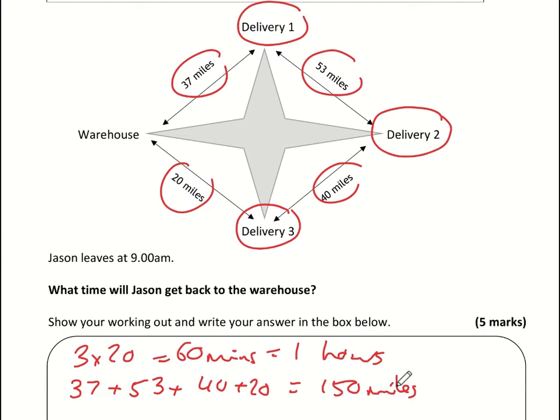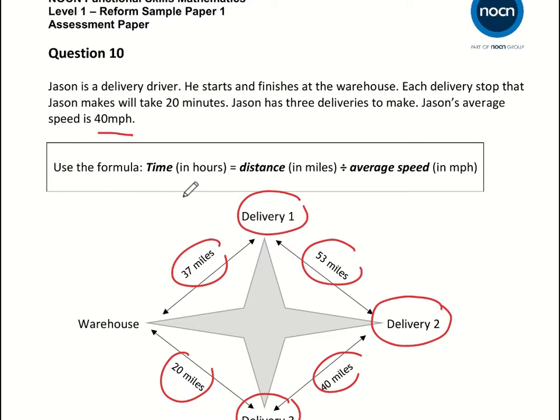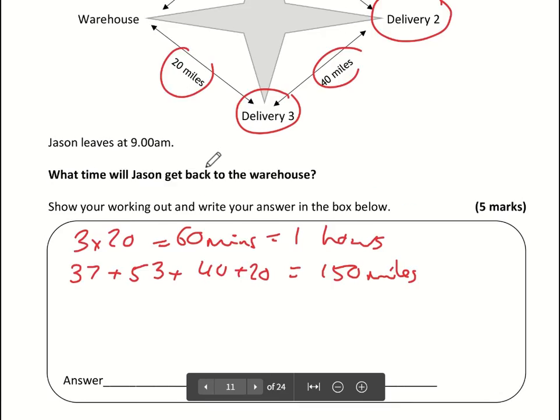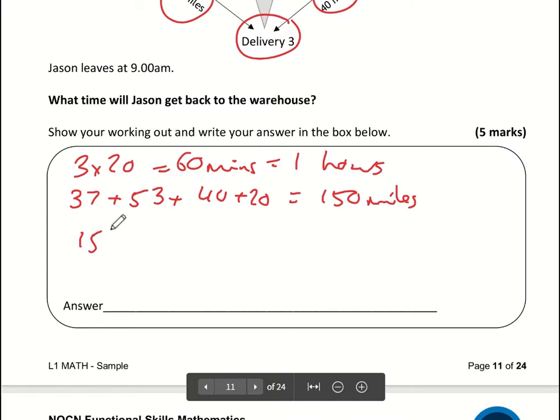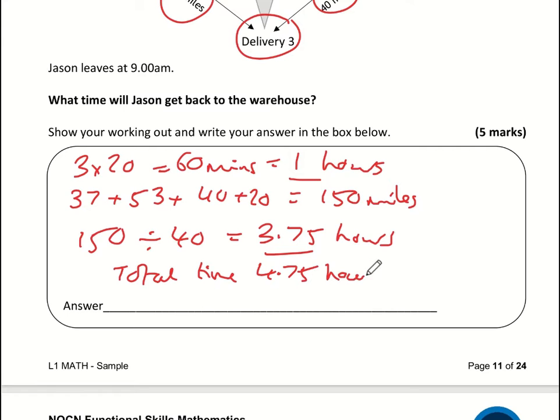Now we know he's going at an average speed of 40 miles per hour, and we've even been given the formula that the time is the distance divided by the average speed. So the time taken is 150 divided by 40, and that is 3.75 hours. So if we add the 1 hour to it, then the total time, including the stops, is 4.75 hours. Now that is not 4 hours and 75 minutes, but 4 3/4 hours. So that is going to be 4 hours and 45 minutes.